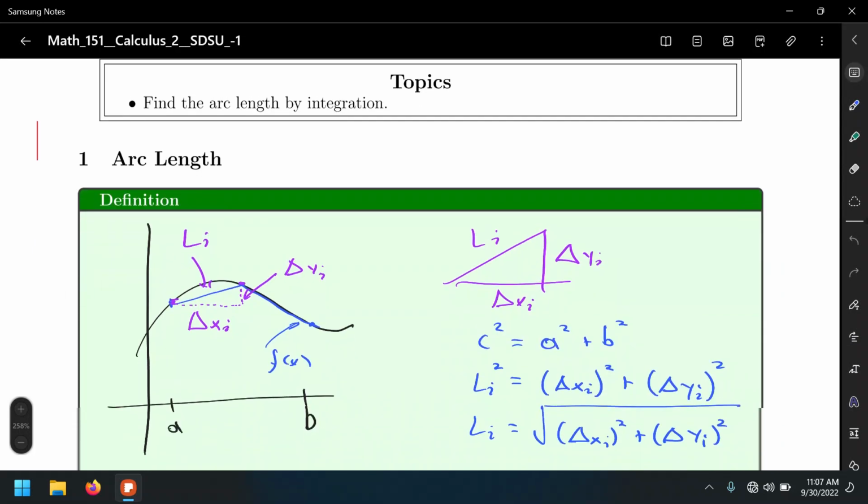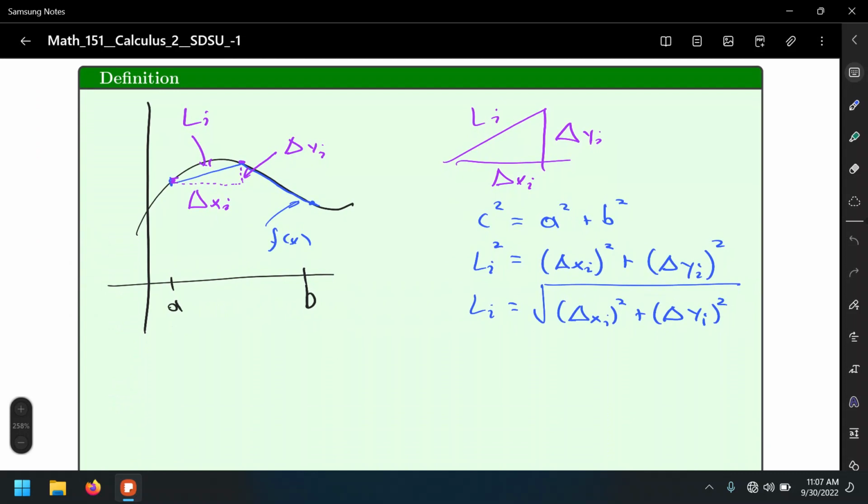All right. So to find the length of the arc, we did some kind of an analogy of constructing the formula for finding the area under the curve, which is ultimately the integral. So let me just go back real quick to that.